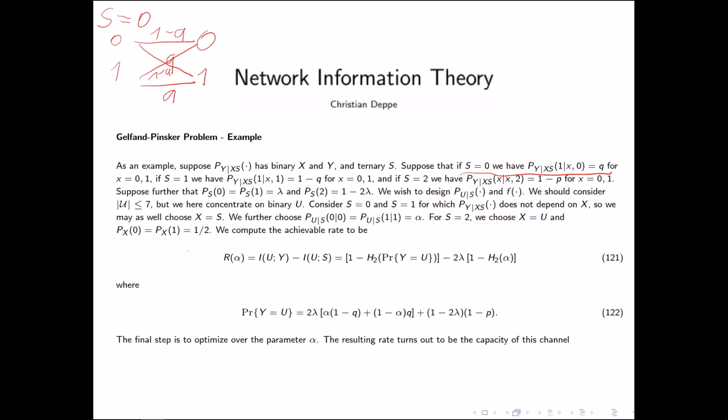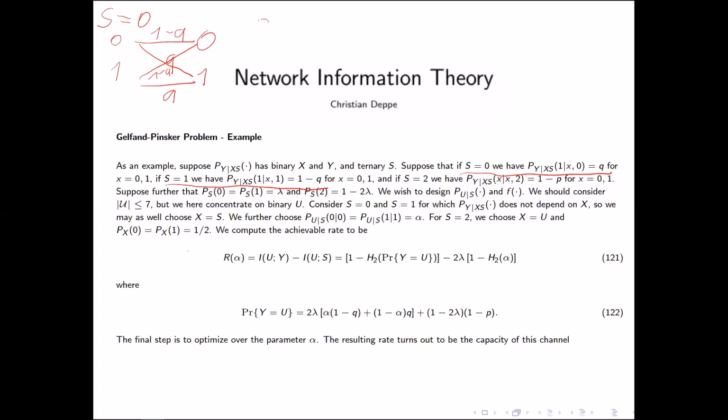The first thing you notice is that it doesn't depend on whether x is equal 0 or x is equal 1. In each case, we receive the same distribution on 0 and 1: with probability 1 minus q, we receive 0, and with probability q, we receive 1. That's the first case. The second state, if it's s equal 1, we have this situation. Then the probability of y conditioning on x and s equal 1 is 1 minus q. What does this mean?